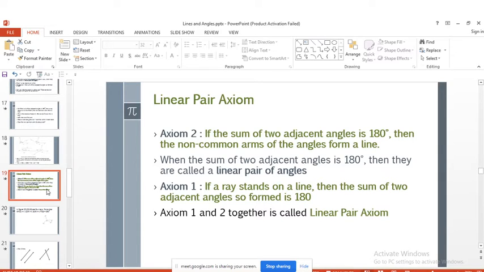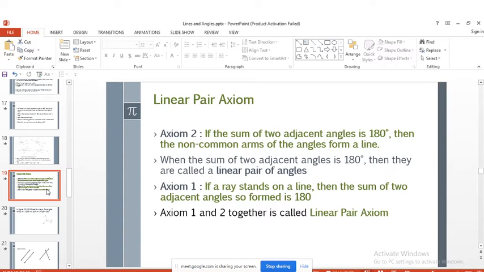When a ray stands on a line, there is a formation of two adjacent angles. Then the sum of the adjacent angles is equal to 180 degrees. Exactly. Good. That was Jahnavi. It was a very good and exactly correct explanation.